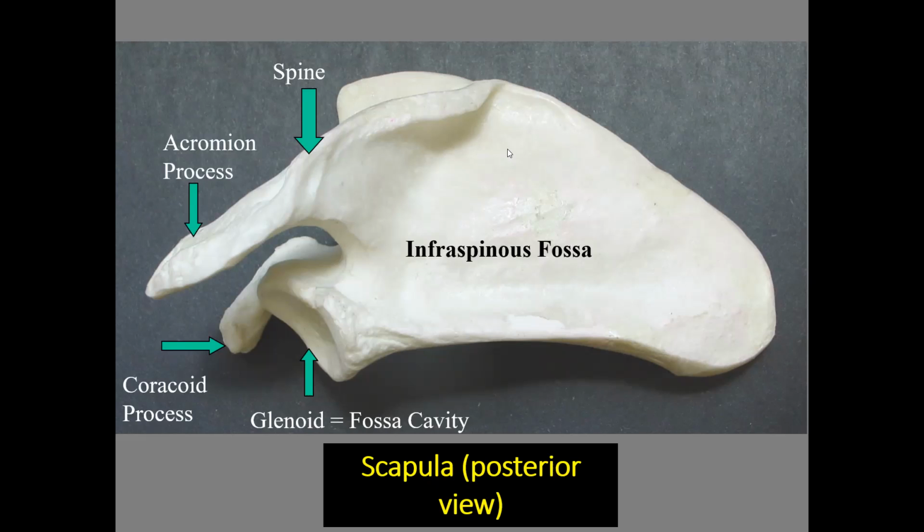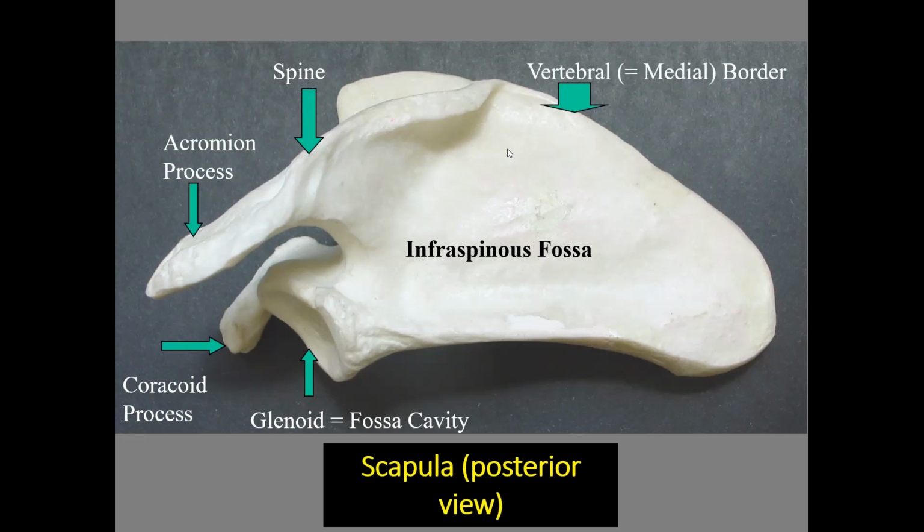Now, all of these structures are designed to be points of attachment for muscles. Muscles and connective tissue, ligaments and tendons, that all come together to surround this structure. So the acromion process is a flat structure. It articulates with the clavicle at the acromial end, the flat end of the clavicle. The coracoid process just sort of hangs there and muscles attach to it.